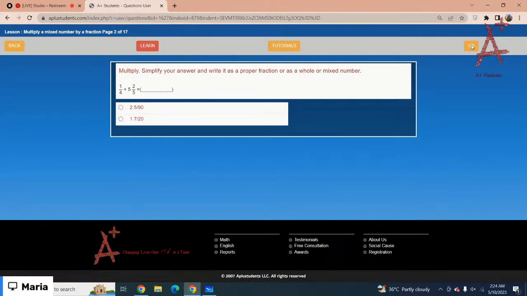Okay, the next one is 1 over 4 times 5 whole 2 over 5. So it would be 5 times 5 is 25 and 2 is 27, 27 over 5. Got it? So 27 times 1 is 27 and 5 times 4 is 20. So it would be 1 whole 7 over 20. The correct option is 1 whole 7 over 20.